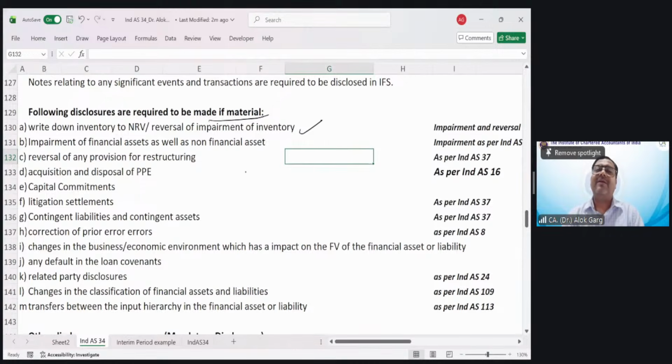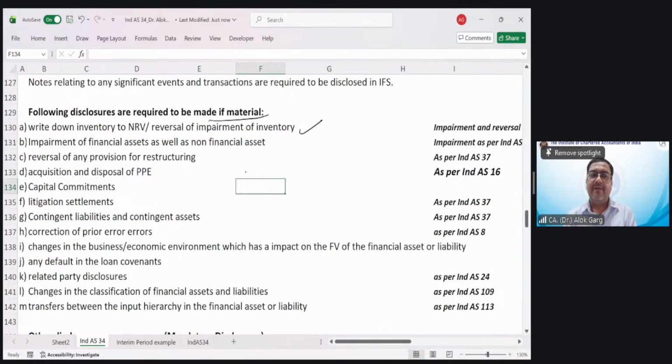So friends, when you read Ind AS 37, provisions, contingent liability and contingent asset, there is a concept called restructuring provision. You have to create a restructuring provision. If there is any reversal of restructuring provision in any interim period, any quarter, the disclosure is required if the quantum is material. Acquisition and disposal of PPE, addition and deletion of fixed assets as per Ind AS 16, are required if material in nature.